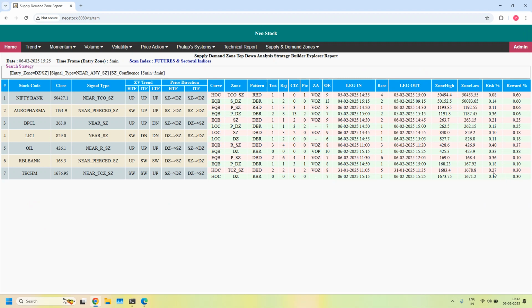Some of these, I think, supply zones are pierced. 4 supply zones are pierced, you can ignore them. So this is about stocks near demand and supply zones for different time frames. Next, we will generate a NIFTY and BANKNIFTY supply demand zone chain.